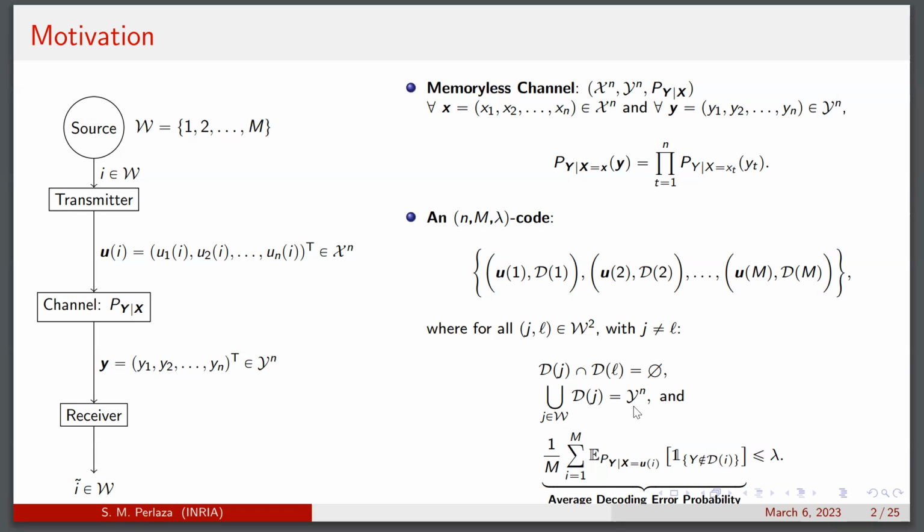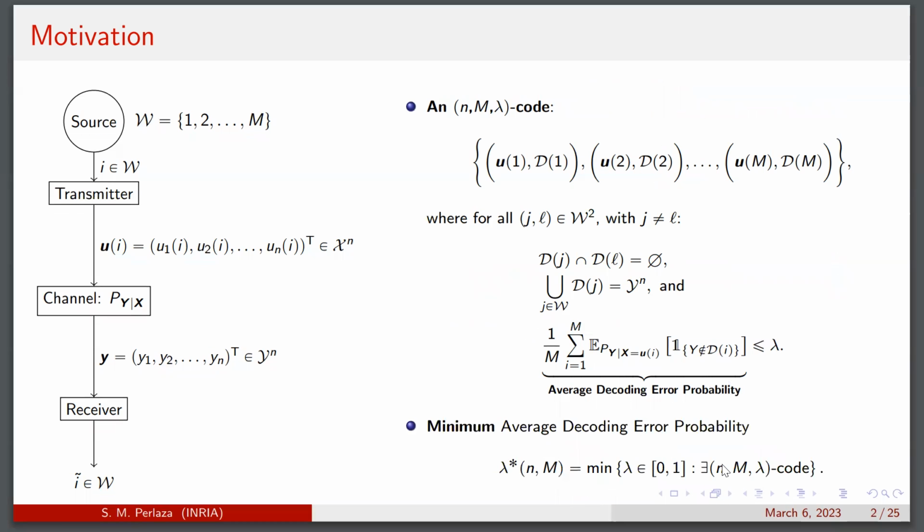These arrangements allow us to define the average decoding error probability, which is 1 over M times the sum of the probabilities that, given that the input of the channel is u_i, we are outside the decoding set of that index. If that is smaller than lambda, then we say that we have an (n, M, lambda) code. So the very interesting question here is what is the minimum of that lambda given a pair n and M. This is what we define as the minimum average decoding error probability.